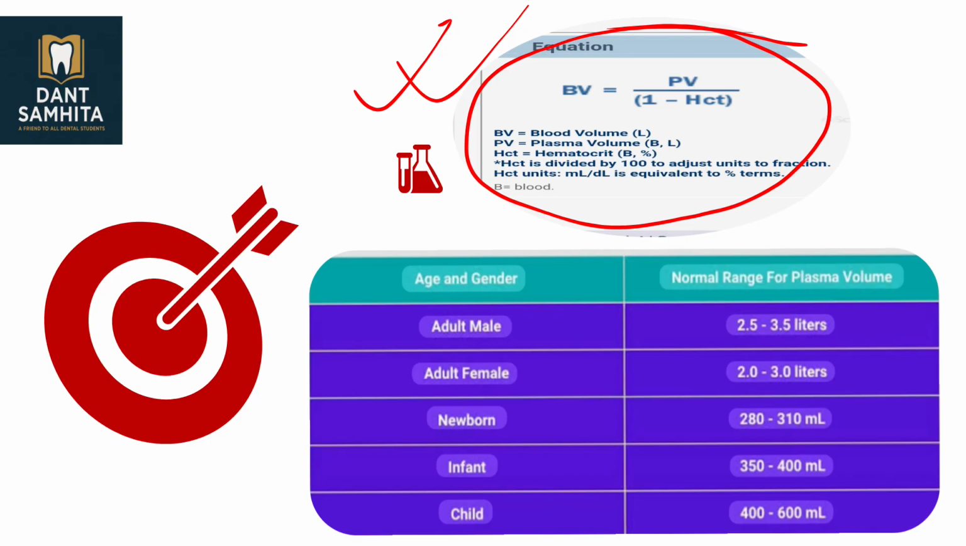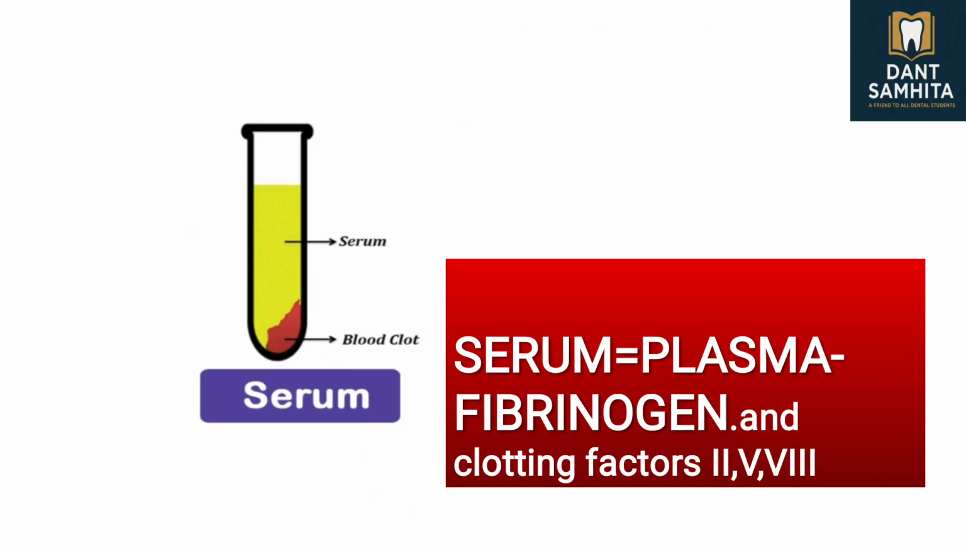The standard plasma volume or the normal range of plasma volume for an adult male is 2.5 to 3.5 liters. For an adult female, it is 2 to 3 liters. For a normal newborn, it is 280 to 310 milliliters. For an infant, it is 350 to 400 milliliters. And for a child, it is 400 to 600 milliliters. These have to be very clearly remembered. This is again very important from an MCQ point of view.